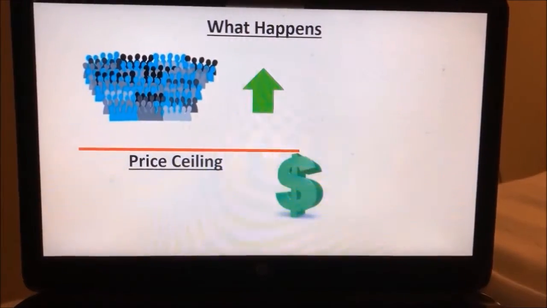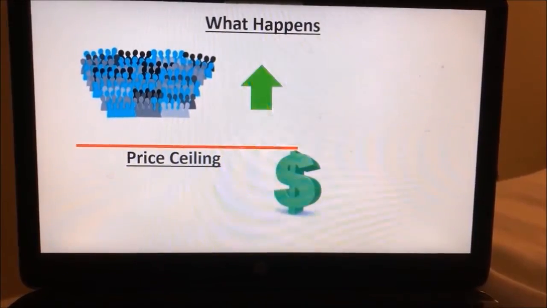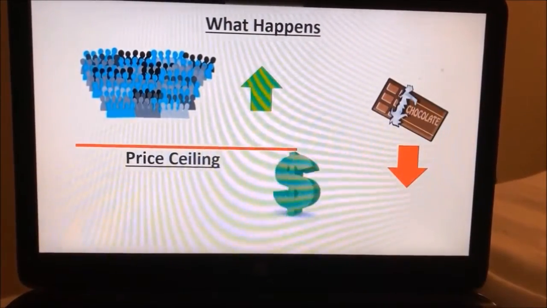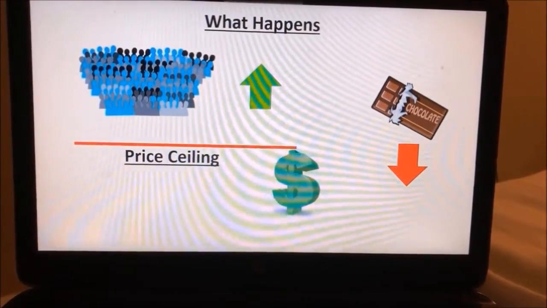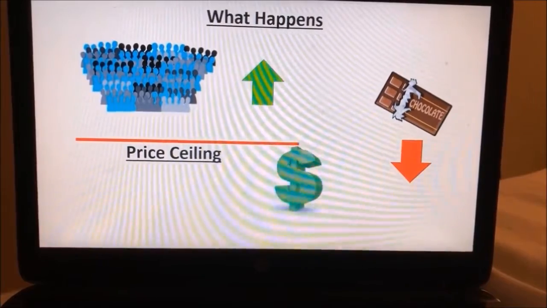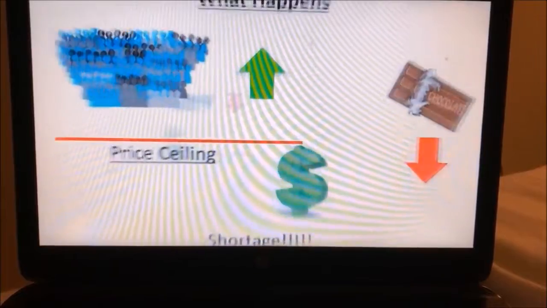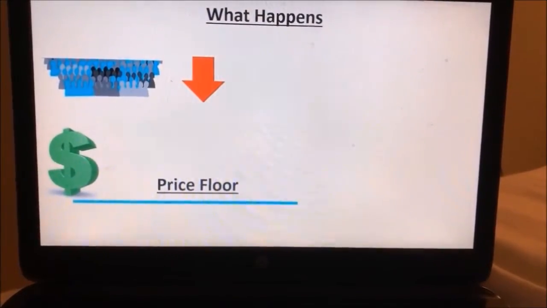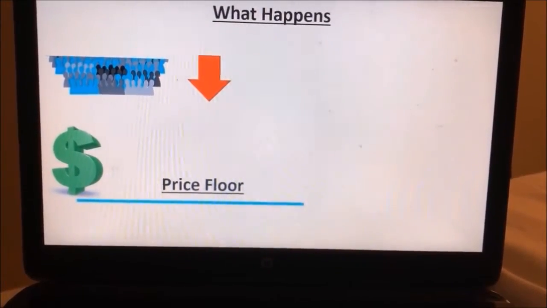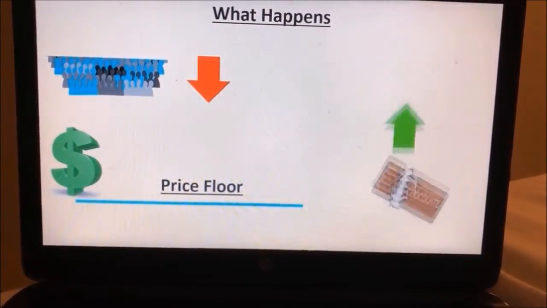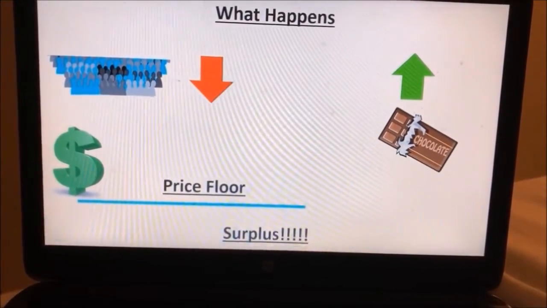So what happens if there's a high demand for something and the government imposes a price ceiling? Well, the supply will go down. There's a lot of people that want it and they can afford it at the price set. This will create a shortage. What happens if there's a low demand for an item and the government puts a price floor on, meaning that the price can't go below this? The supply will rise and there will be a surplus.